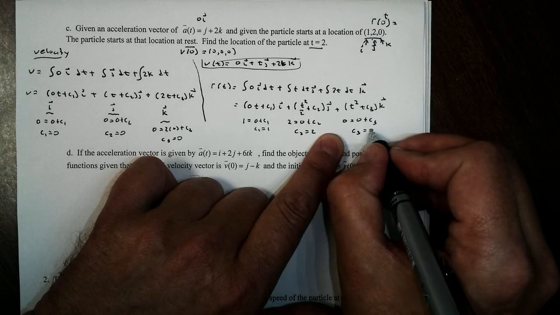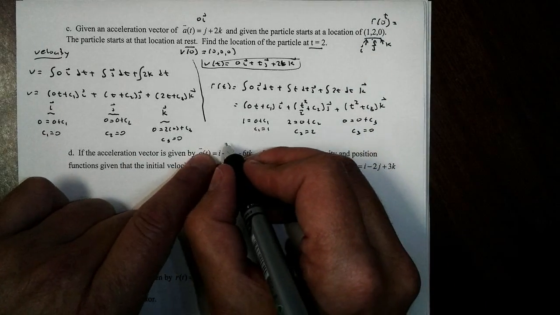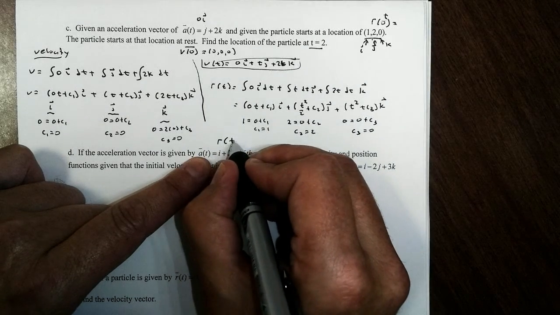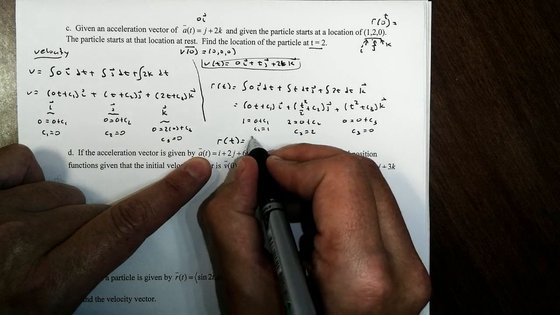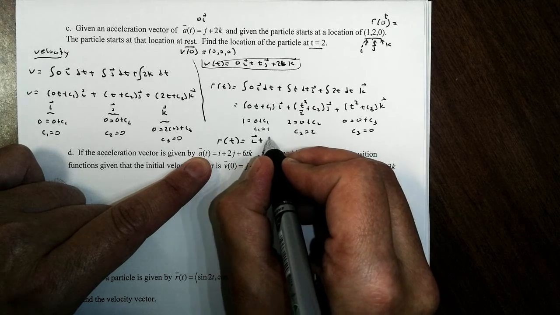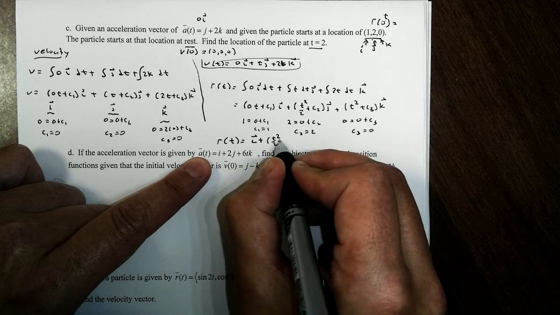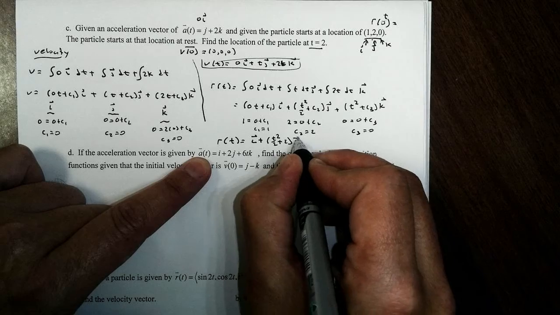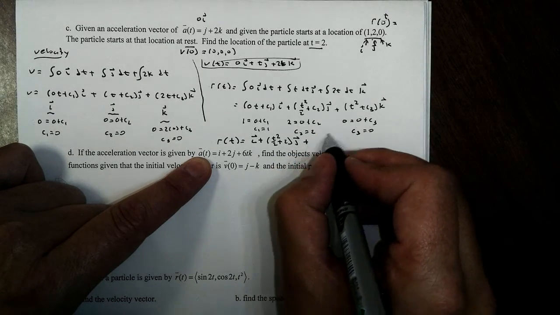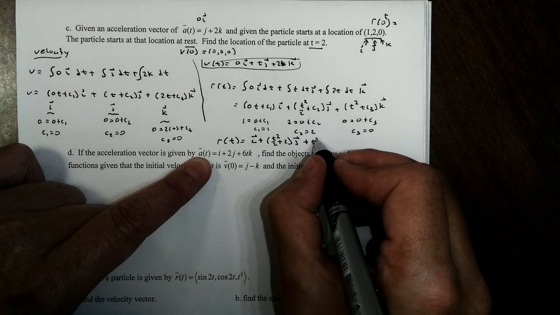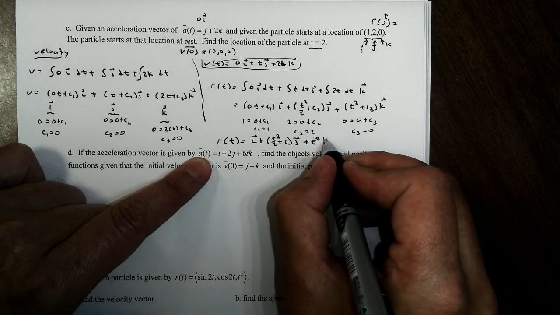So C3 is 0. So our position vector, R of t, is being given as 1i plus t squared over 2 plus 2j, plus, kind of ran out of room here, t squared k.